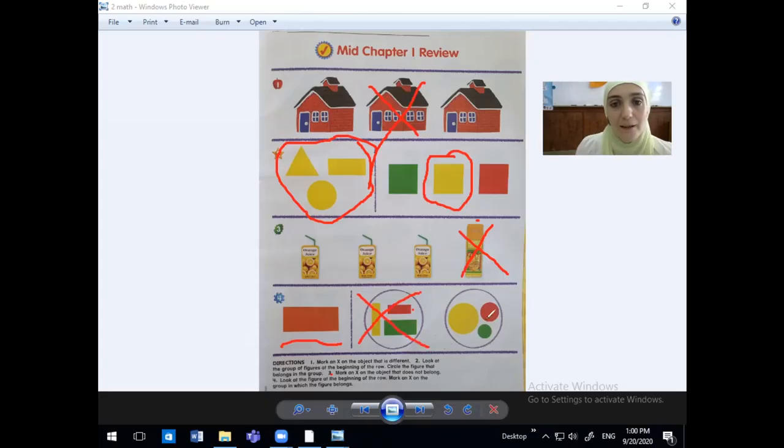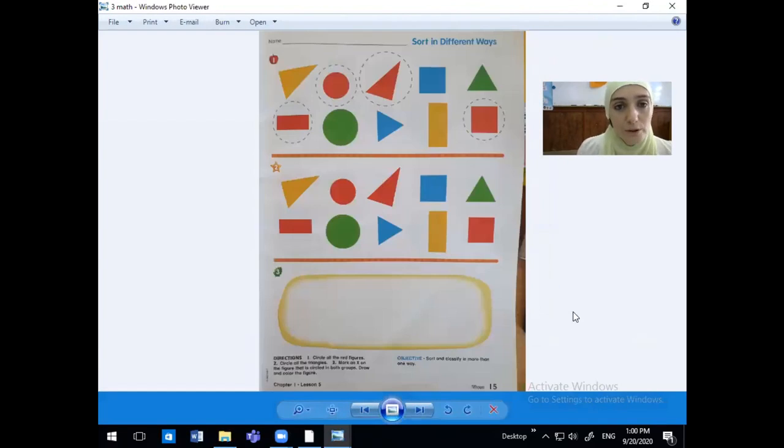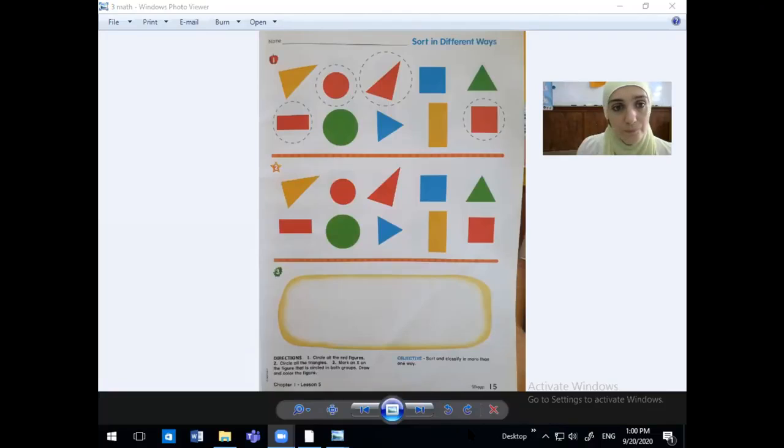Okay, good. So, and I clear all this to move to another page. So in our next page, page 15, sheet number 3, and the first exercise, the first task, circle all the red figures. And here it is nearly done for you to show you how to do it. So now we are sorting by color. We need to find all the red figures. So do it, and I will do it here.